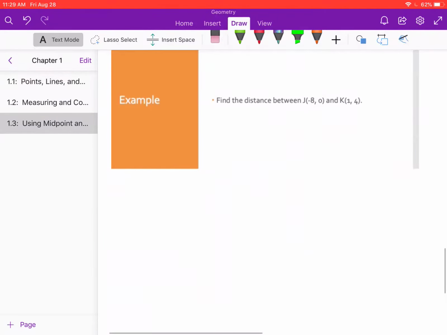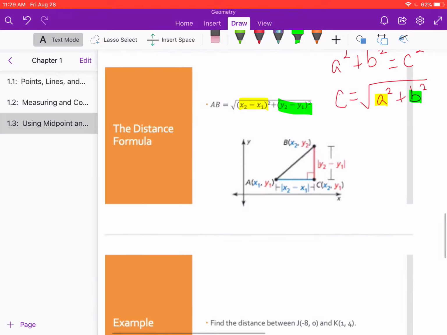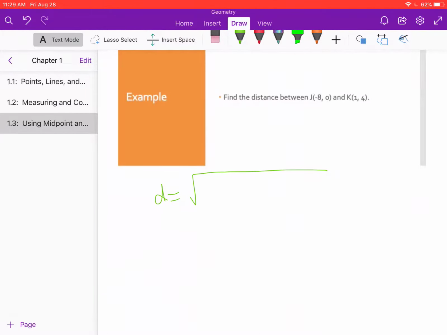Find the distance between J (-8, 0) and K (1, 4). So distance equals, I'm just going to draw a big square root. If you have to, go back and look at what the distance formula is. So I'm going to take x2, which is 1, minus -8, which is x1, squared, plus y2, which is 4, minus y1, which is 0, squared.